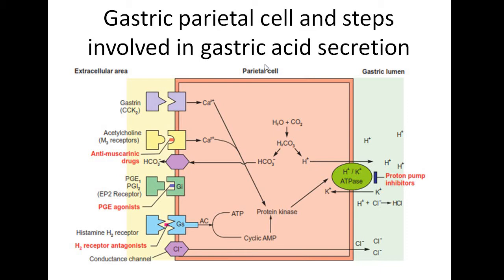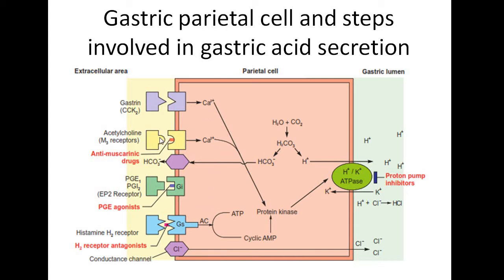As you learned in physiology, the gastric parietal cell is the one which produces gastric acid secreted into the lumen of the stomach. So what are the chemical or hormonal stimulants for gastric acid secretion? We have gastrin, also called cholecystokinin 2, acetylcholine, which acts through the muscarinic M3 receptors. Then we have the histamine H2 receptor.